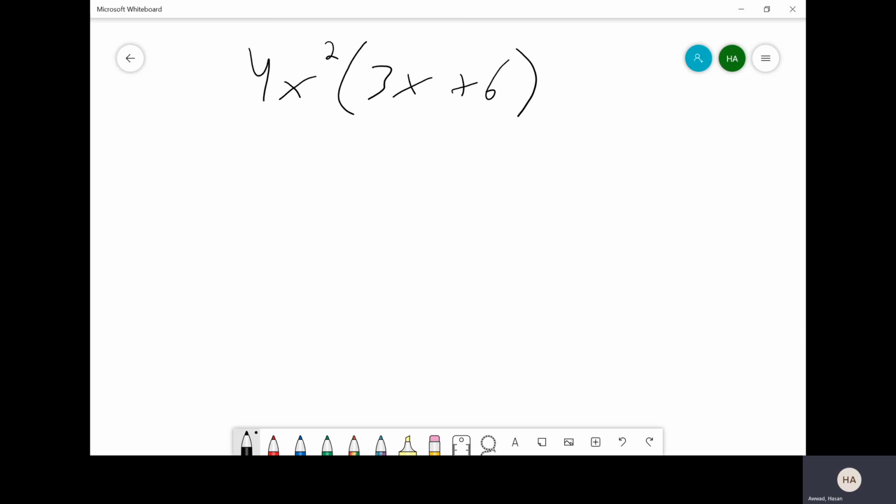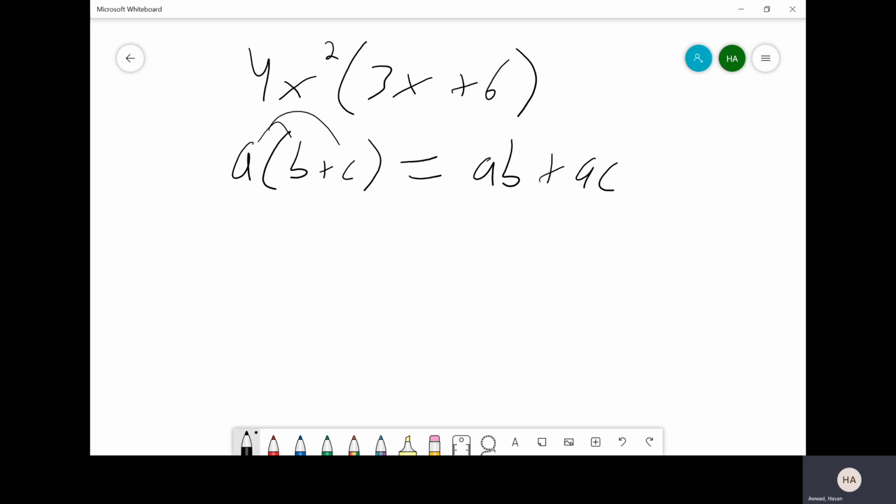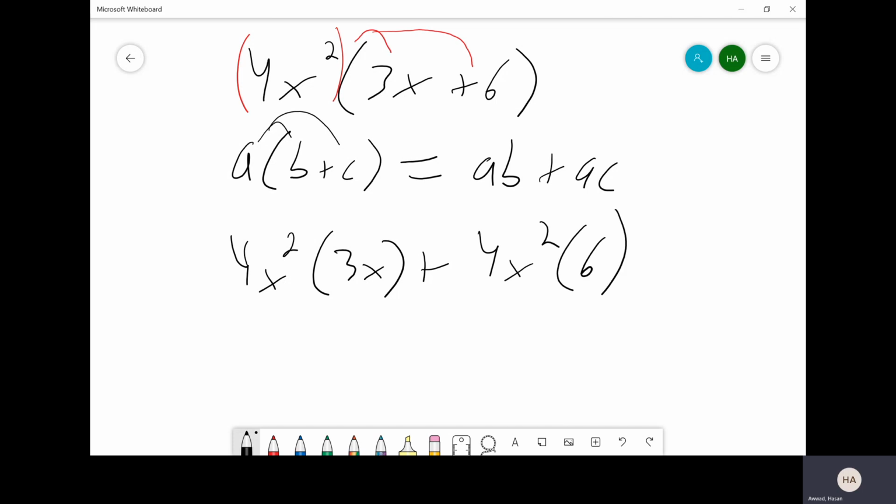So our distributive property, if you remember, is a times (b plus c), and what we do is distribute the a to both terms, right? And we get a times b plus a times c. So what we are going to do here is take our whole term, 4x squared, and distribute it against the 3x, and also distribute it against the positive 6, okay? So what's that going to look like? Well, 4x squared times 3x plus 4x squared times 6.